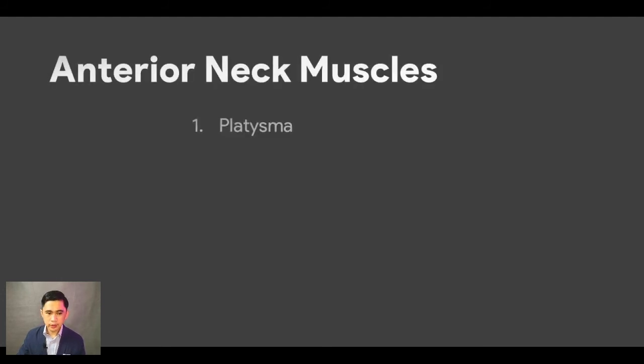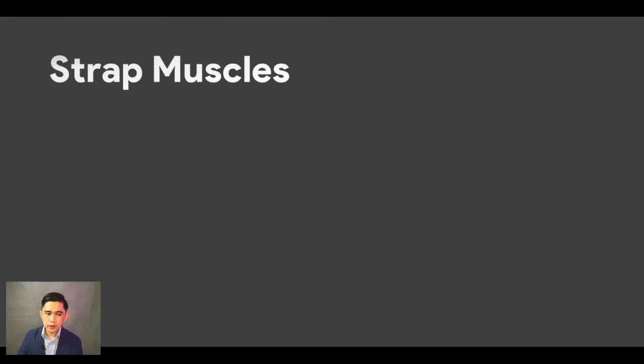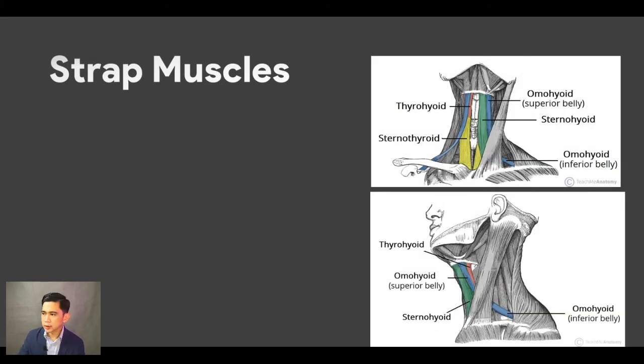Anterior neck muscles, we have the platysma. We have already discussed that as the Botox case. We have the strap muscles, okay, platysma and the strap muscles. So platysma goes before the strap muscles. Platysma is the most superficial, and these are the strap muscles. So now let's discuss the strap muscles. Here are the pictures of the strap muscles.